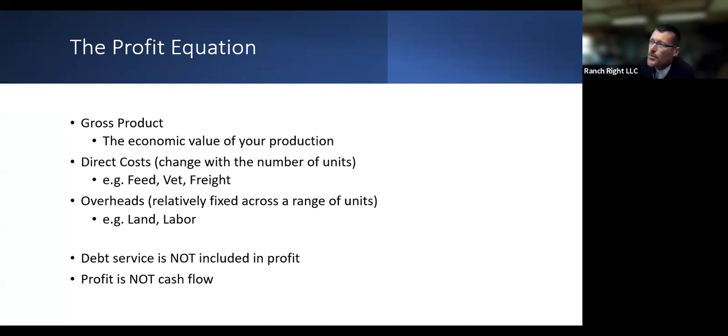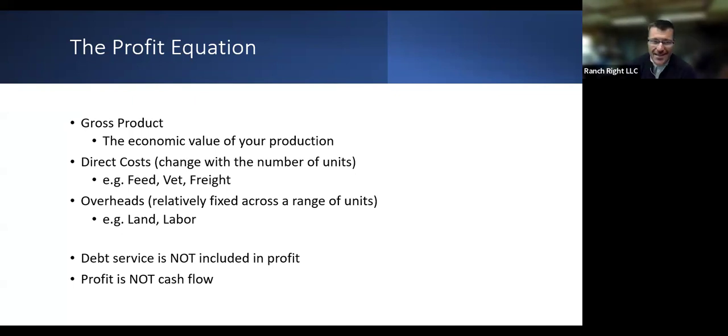I still think gross product is one of the most poorly understood, or least thoroughly understood, concepts that we deal with in our Ranching for Profit style economic analysis. It is a wonderful tool. The more I play with it, the more I love it. The top end of our funnel, where the money comes in, is hugely important to what happens the rest of the way down. Gross product, as a reminder, is just the economic value of all your production.